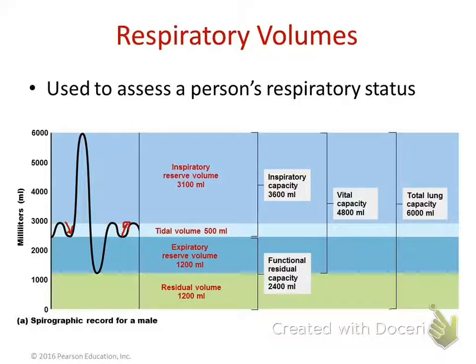Inspiratory reserve volume is the volume of air that can be forcibly brought into the lungs past a normal inhale. So the inspiratory reserve volume is the volume of air that can be forced into the lungs past a normal, quiet, relaxed inhale. Expiratory reserve is just the opposite. That's the amount of air that we can move out of the lungs during a forced exhale beyond what we would normally move out of the lungs.